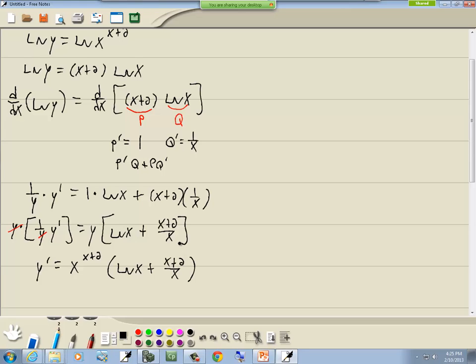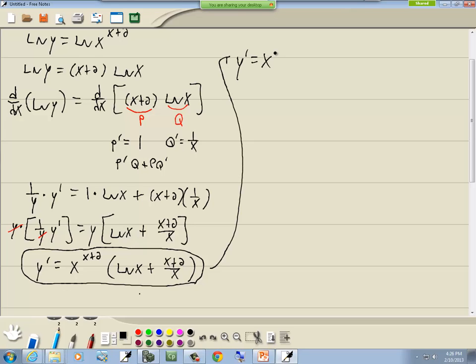I'm guessing that they probably don't want us to merge these together. They'd probably leave it in this form. But we could get a common denominator if necessary and merge everything together. It might not work out too bad if I did that. Let me do it just for fun.